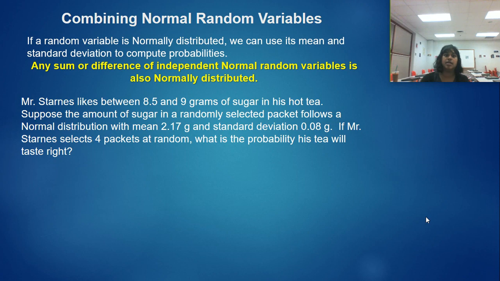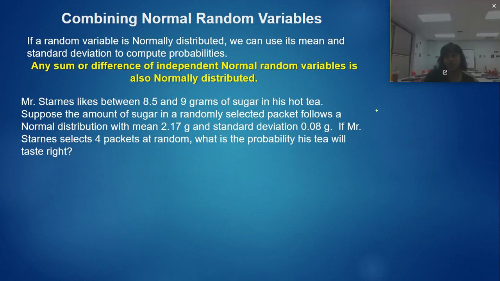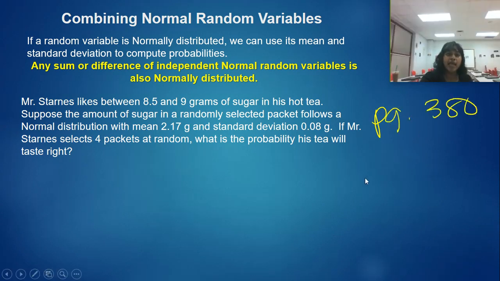Okay. And here's one more wrap up. I think this is the one where we are given standard deviation, so we technically bring it back to variance in order to add them together. So we're given information about Mr. Starnes, and if you want a little bit more information about this particular example in the textbook, it is on page 380. Mr. Starnes likes between 8.5 and 9 grams of sugar in his hot tea. Suppose the amount of sugar in a randomly selected packet follows a normal distribution with a mean of 2.17 grams and a standard deviation of 0.08. If he selects 4 packets at random, what is the probability his tea will taste right?